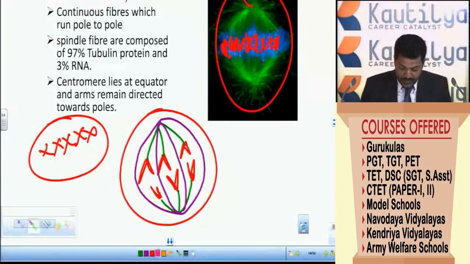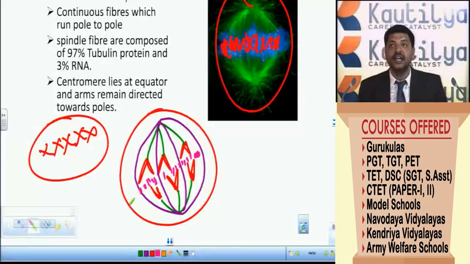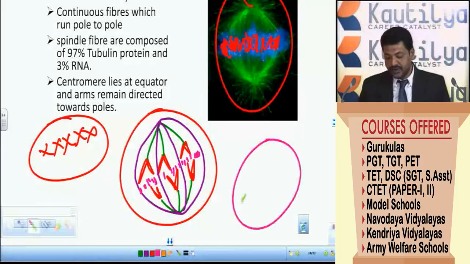We have another type of fibers that are present in between the dividing chromosomes. It will be clearly visible after the end of anaphase. You can very easily see these. These are called interzonal fibers. Interzonal fibers help in the formation of a meshwork after the telophase. In this meshwork, the Golgi vesicles will deposit calcium and magnesium. After the telophase, what happens? These are the interzonal fibers.